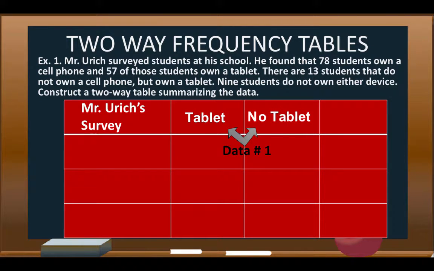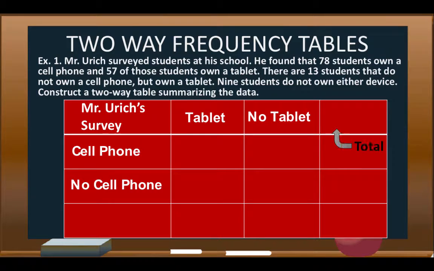So data number 1 is about tablets. So then we need to break that off into students who have tablets and students who do not have tablets. Data number 2 is going to go underneath the title of the table, and it's going to be cell phones and no cell phones. In the top right corner is the total, and also in the bottom left corner, that's also the total. So that's all the titles of the rows and columns, and then that title of the whole table. The rest of this is going to be filled in with numbers.